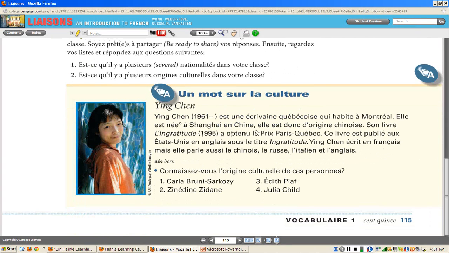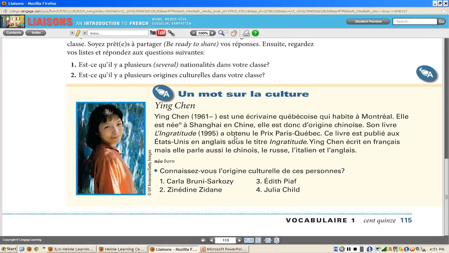I encourage you not only to complete this activity, but to practice reading it out loud. It's full of vocabulary that you can recognize. There may be some new words and some new constructions, like elle est née, that means she was born. Elle est née à Shanghai. Donc, elle est d'origine chinoise.